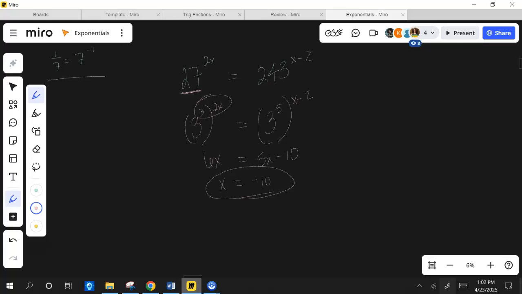You're dropping those threes whenever you solve it. So drop them completely, and so it's just this equals this. Once they're the same, drop them.